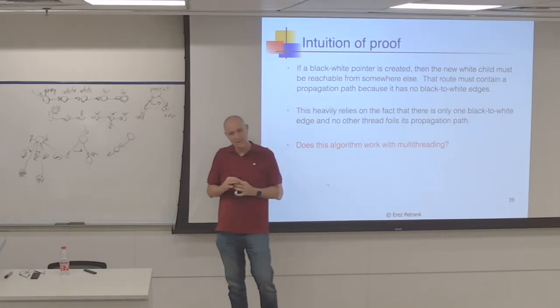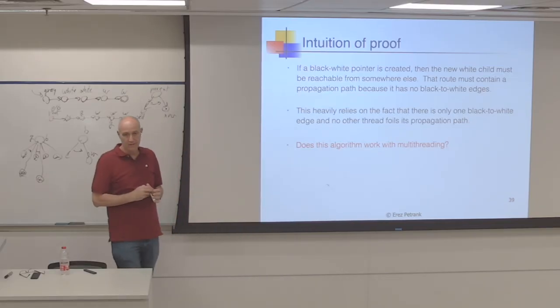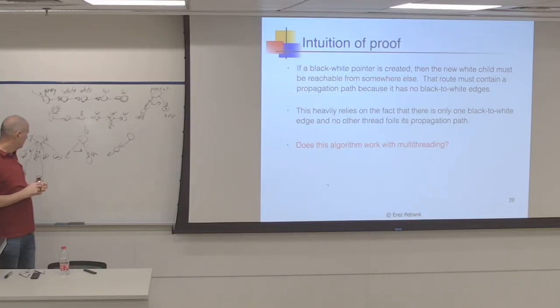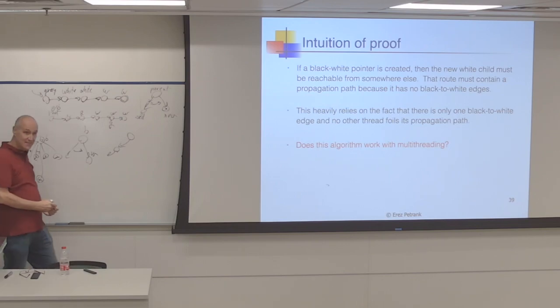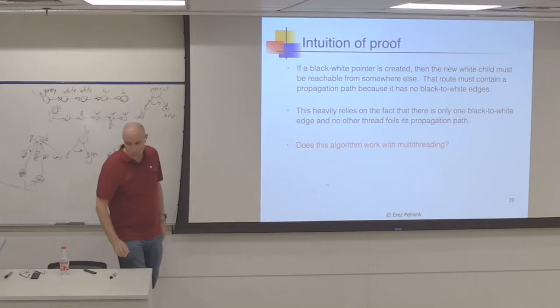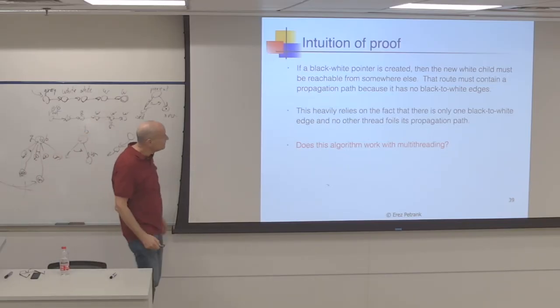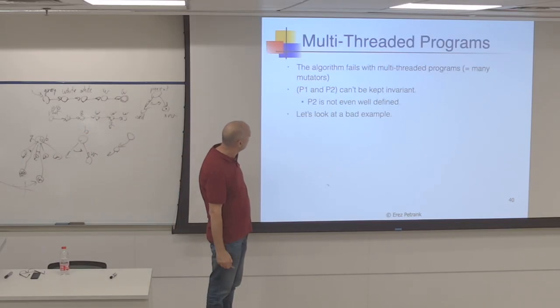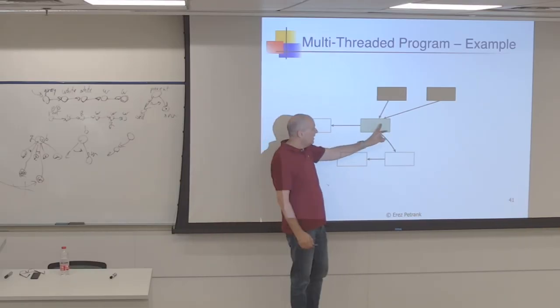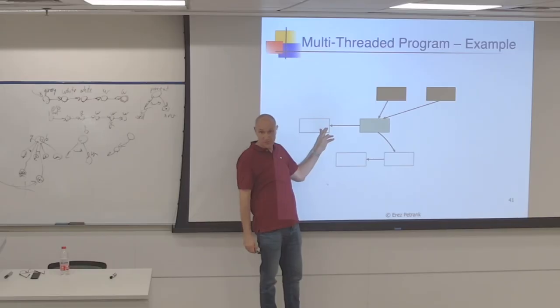Exactly. So what happens? I'm making a black to white edge, and I'm counting on having another way to reach this node. But now the second mutator can kill this, and if it kills this, then this goes wrong. So let's see a specific example. Okay, here it is. So I'm going to make a change to create a black to white edge.